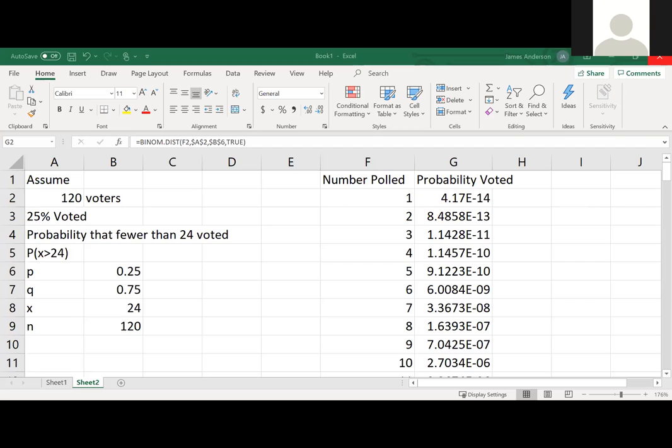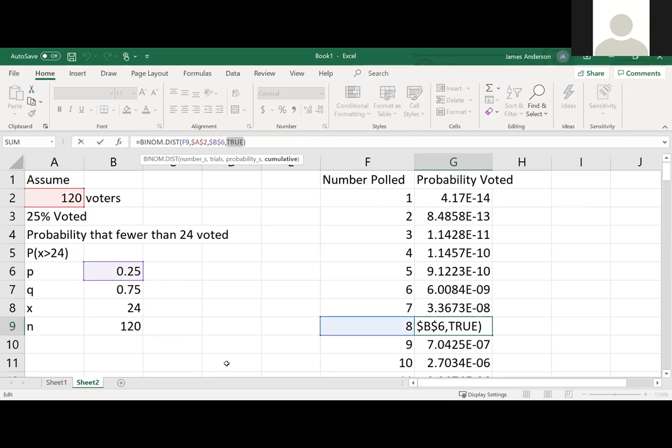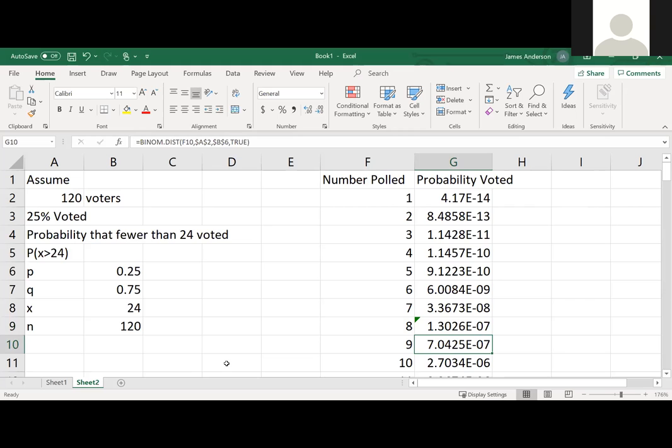Okay, so we've got the cumulative distribution. And the only difference between this and of exactly 23 is changing this true right here to false. So if it asks what's the probability of 8, you would just say false, and you get your answer. Which is just a small difference.